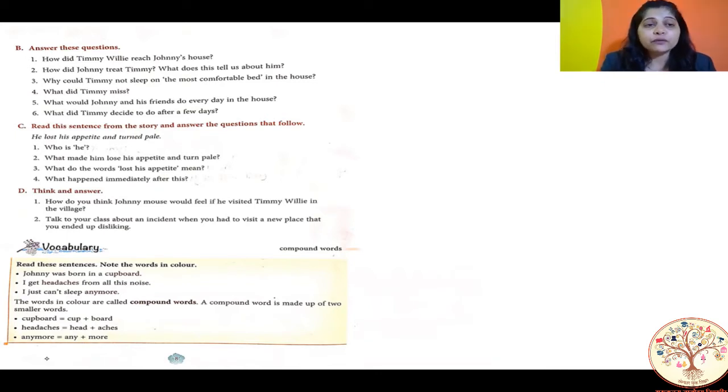Okay? Now the first question is, how did Timmy Willie reach Johnny's house? How did Timmy Willie reach Johnny's house? Kaise pahuncha tha wo Johnny ke house mein? While he was chewing the green peas, he fell asleep in the cart, in that horse cart, and he reached there in Johnny's house through that hamper.